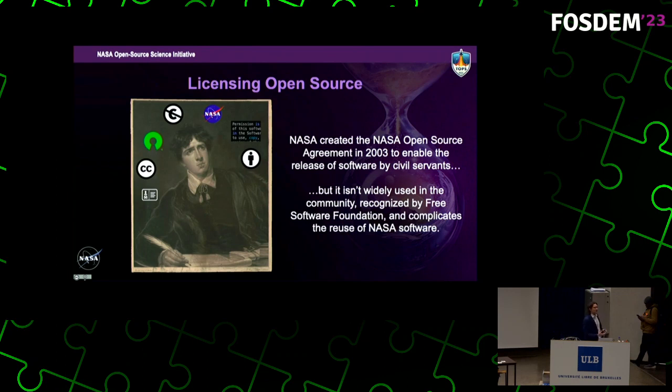Most open source licenses actually work based on copyright. And so if you're not allowed to produce something that's copyrightable, you can't use an existing open source license to actually protect it. There really wasn't much guidance in the US government at that time about releasing open source software. And so they came up with a relatively innovative solution at the time, this NOSA license, to enable civil servants to release their software as open source following this framework.